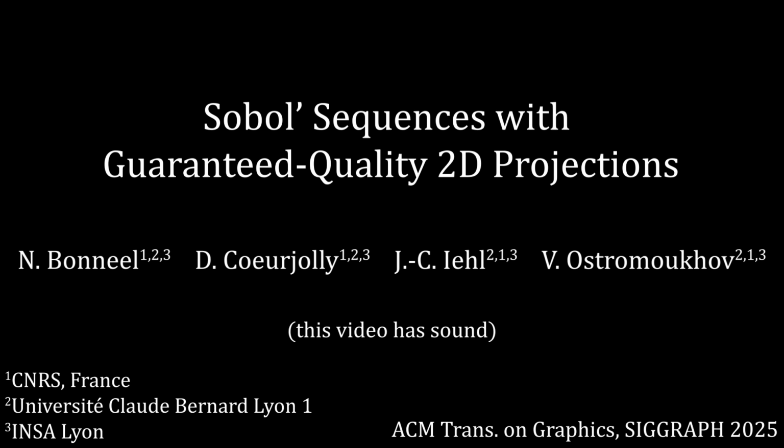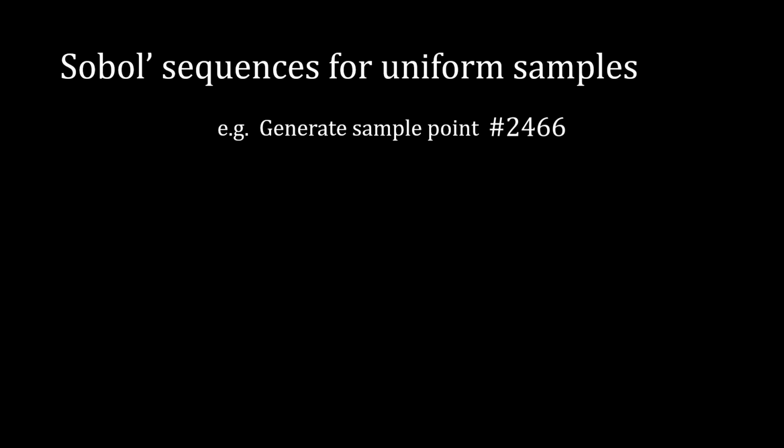Our paper presents a way to generate Sobol sequences of guaranteed quality projections. To produce uniform point patterns, Sobol relies on matrices and arithmetic modulo 2. For example, to compute the x-coordinate of point number 2466, one starts by decomposing this number in base 2.